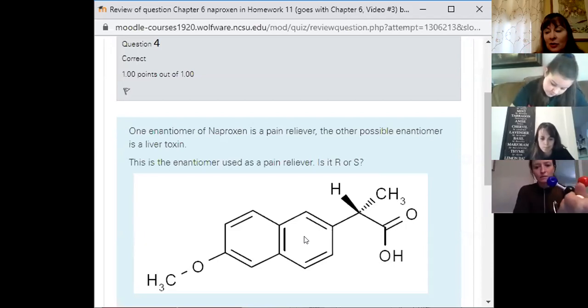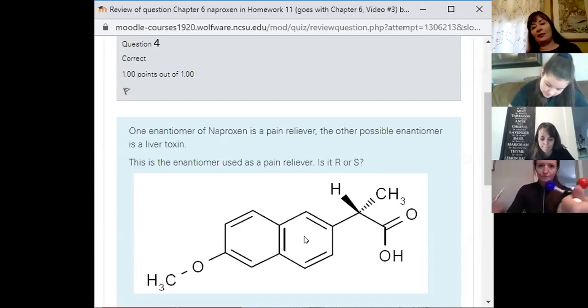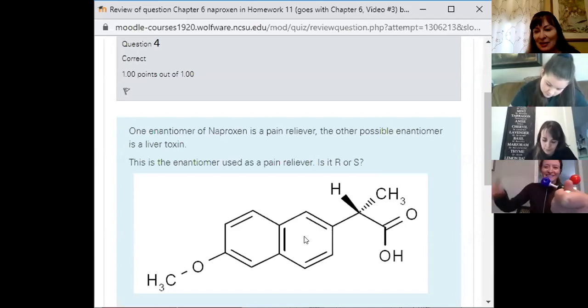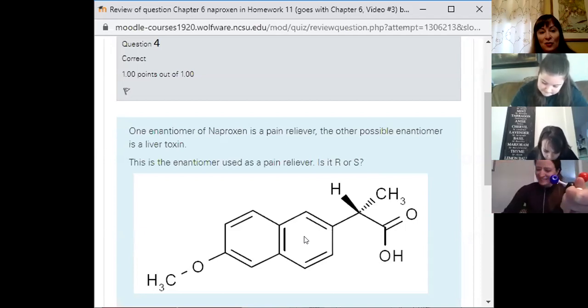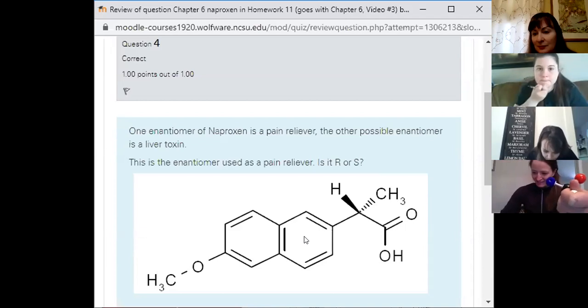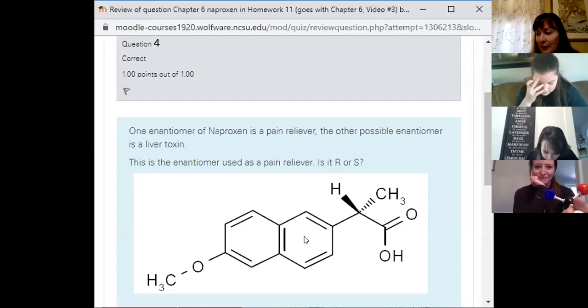Okay, I need to see a much bigger hand gesture from you going to the left. I need you to be like doing the wave at the stadium. Are you going to the left? Yes, ma'am. Yes, you are, because that is the S enantiomer. Does that make sense? Yes, ma'am. Okay, so that wasn't helpful just to you. That was helpful to anybody else who might be watching. So thank you for that.